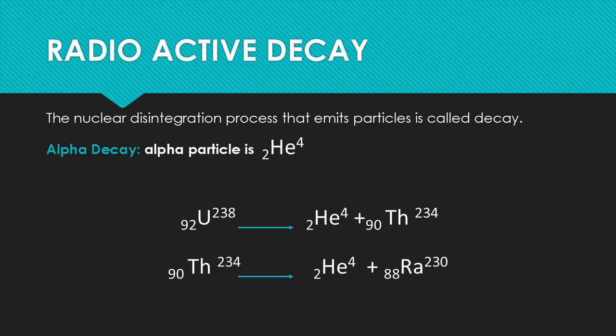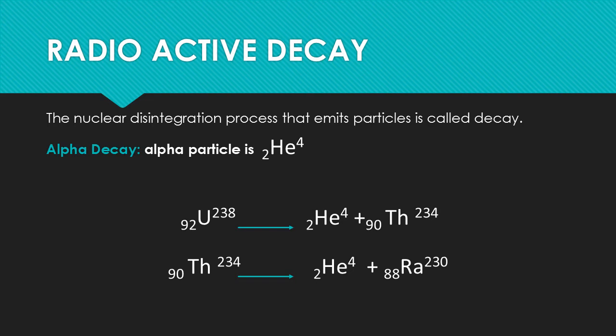As we see in the first equation, uranium has atomic number equal to 92 and mass number equal to 238. When uranium decays by releasing an alpha particle, the new atom has atomic number equal to 90 and mass number equal to 234, because the atomic number drops by 2 and the mass number drops by 4.